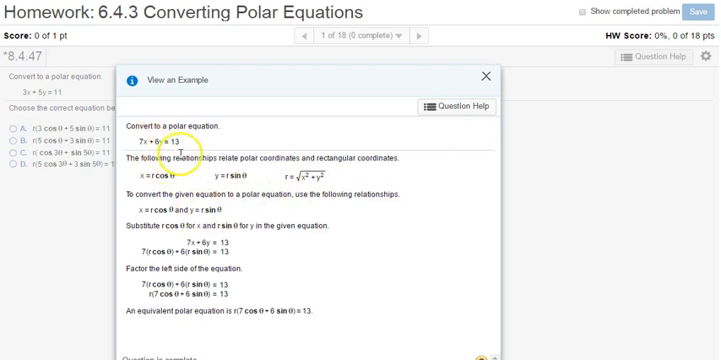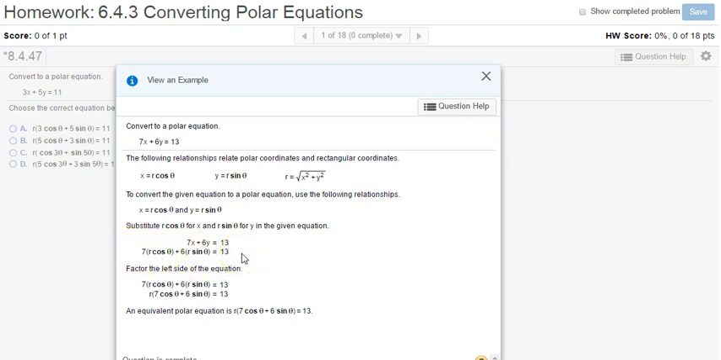So first step is to look at the formula we have, 7x plus 6y equals 13. And then, as they say, we're just going to substitute the r cosine of theta part and the r sine of theta part in for the x and y values. So that's where this step right here comes from. They're just performing that substitution.